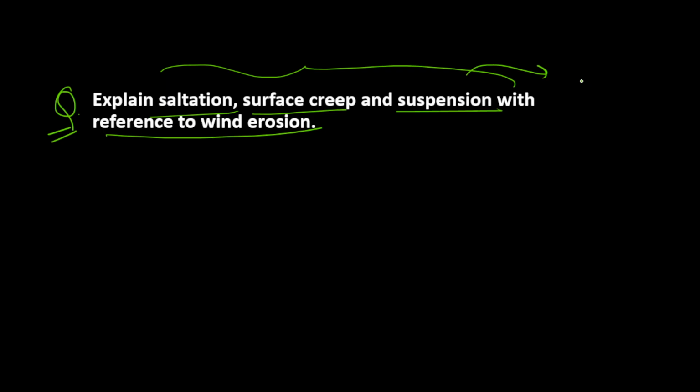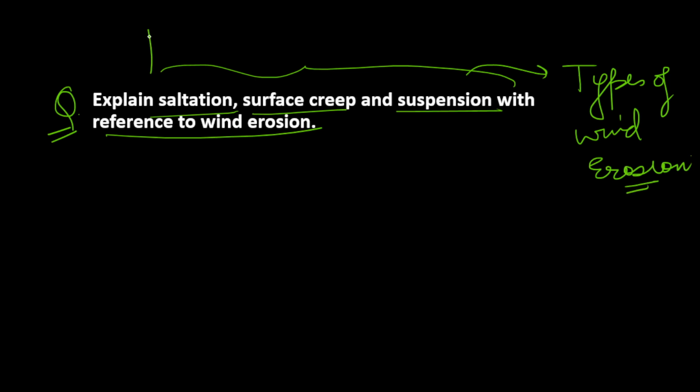So today we are going to discuss the next question of our agriculture optional answer writing practice series. The question for today is: explain saltation, surface creep and suspension with reference to wind erosion. These three are the types of wind erosion, and we have to explain them. This question was asked in this year's agriculture optional paper of UPSC CSE, that is in 2025. So let's see how we can approach the answer.